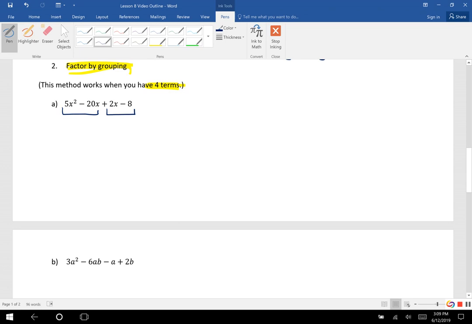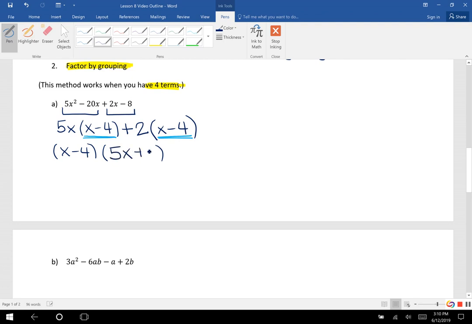So the first 2 terms I can pull out a 5x, and I'm left with an x minus 4. And then I look at the second 2 terms, and I can pull out a plus 2, and I'm also left with an x minus 4. And the idea is, because we got the same thing in the parentheses, this x minus 4, and that has to happen, we can pull that x minus 4 out front. That, in a sense, is the new GCF. And we are left with a 5x and a plus 2. And that's our final answer.